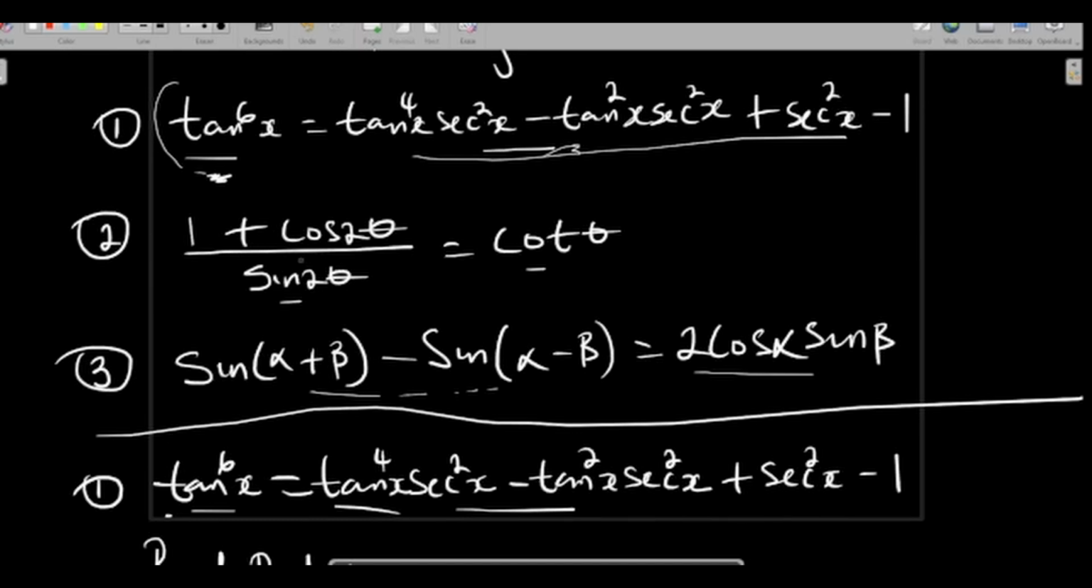The second one here says that 1 plus cos 2 theta over sine 2 theta is equal to cotangent theta. Let me do this on another page.